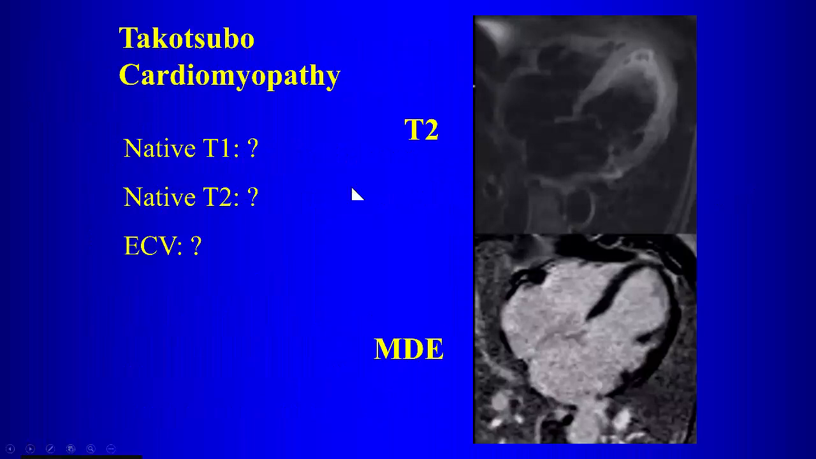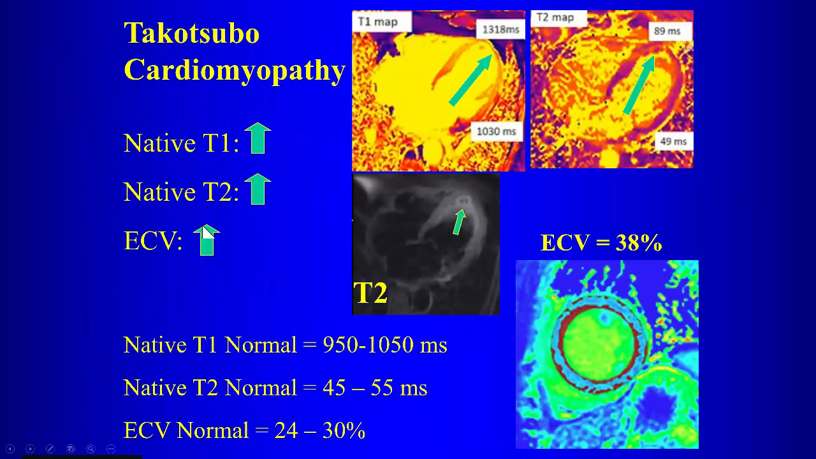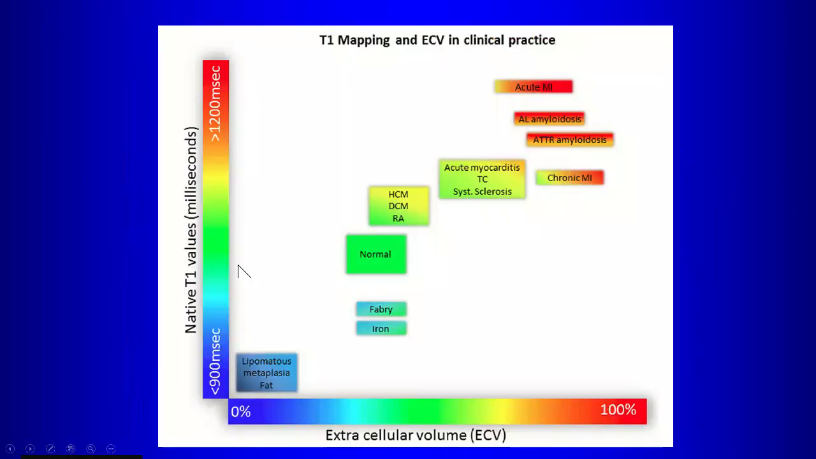Takotsubo, T1, T2, ECV. Oh, it's edema, right? There's edema here. So native T1 up, native T2 up, ECV up. Okay, so that's what we can see with Takotsubo. Would you consider myocarditis without enhancement? Well, yeah. You can have myocarditis without enhancement. You certainly can. So that's also a differential. It's kind of a form of myocarditis, really.